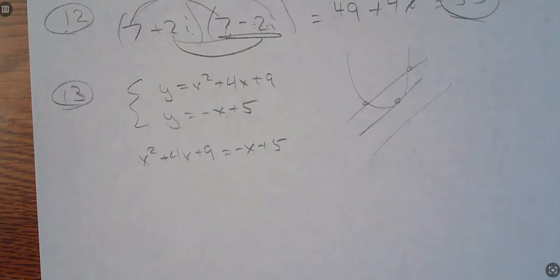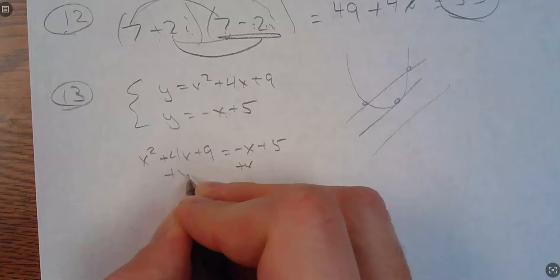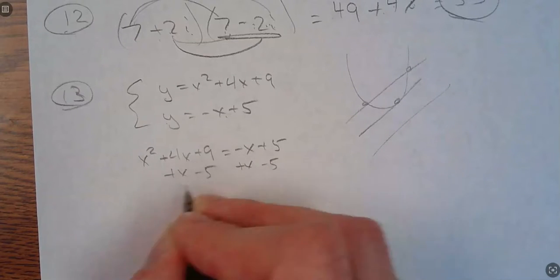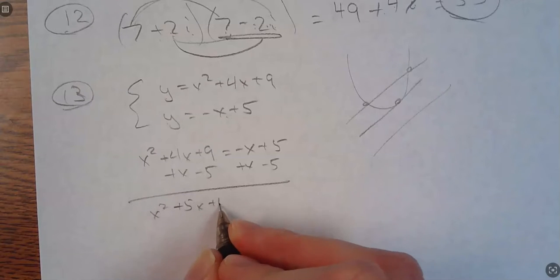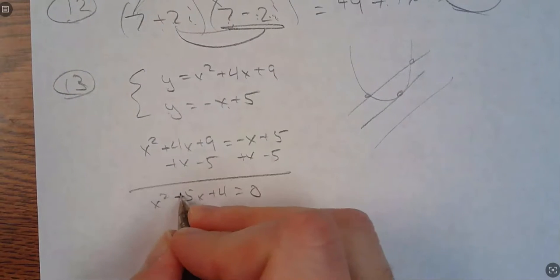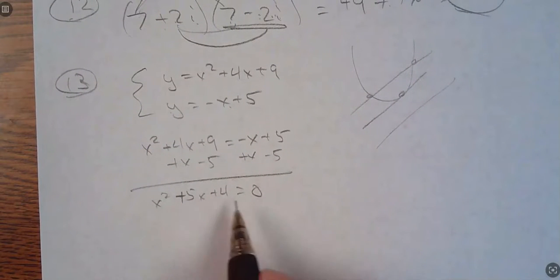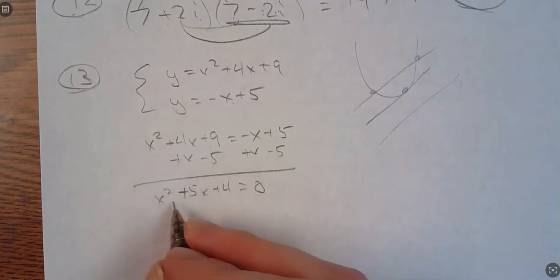And in order to solve a quadratic like that, it needs to be set equal to 0. So I'm going to bring everything to the left side. So add x, subtract 5. So x squared plus 5x plus 4 equals 0. Again, if you want to do quadratic formula, you can. If you want to factor, complete the square, whatever method you want to use. This one does factor pretty easily, so I want to use factoring, but if you use quadratic formula, you get the same answers. It's really up to you.